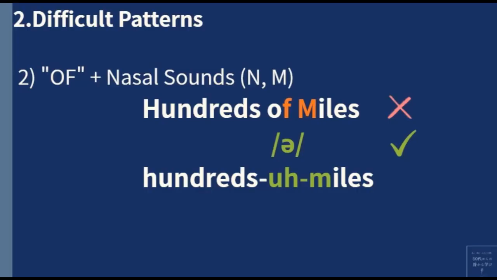The solution is that we are going to treat "of" as a tiny "uh" sound and glue it directly to the next word with 0 gaps. Instead of "hundreds of miles," we want to say "hundreds-of-miles." Let's try the exercise. Step number 1. Start with the hum. Close your lips and make the N sound for "miles" first.